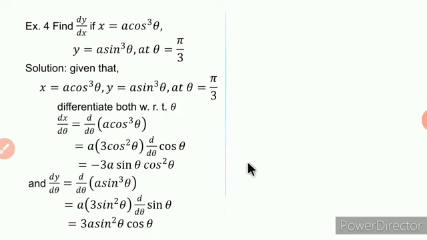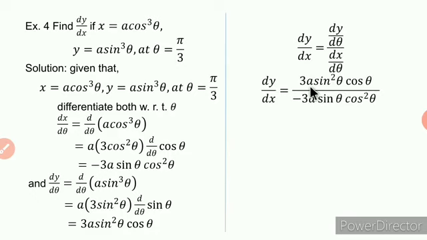Now we have dy by dx is equal to dy upon d theta divided by dx upon d theta. Substitute the corresponding values. We get dy upon dx is equal to 3a sin square theta into cos theta. We put the value of dy by d theta in the numerator. Similarly, put the value of dx upon d theta in the denominator. We get it is minus 3a into sin theta into cos square theta. Now we observe here 3a gets cancelled. Again sin theta into cos theta gets cancelled with sin theta into cos theta in the denominator.